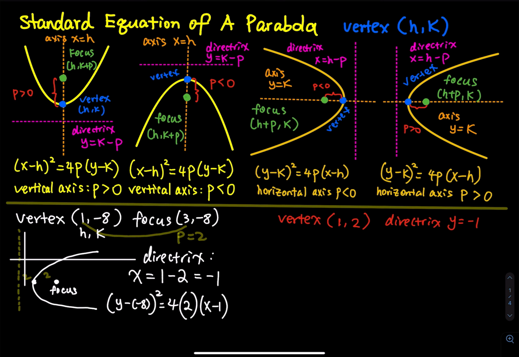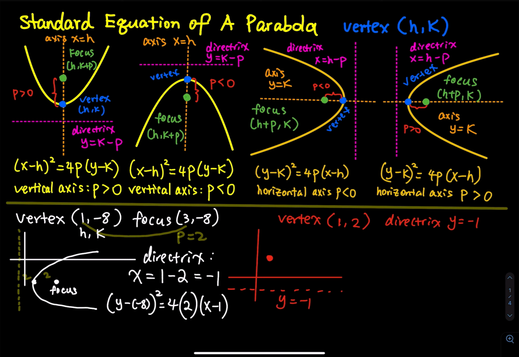Let's take a look at the red problem. The red problem, we have a directrix, we have a vertex. So let's plot the vertex first, 1, 2, that is in quadrant 1. So we have 1, 2 right over here, and then the directrix is y equals -1, so that is right over here, y equals -1.